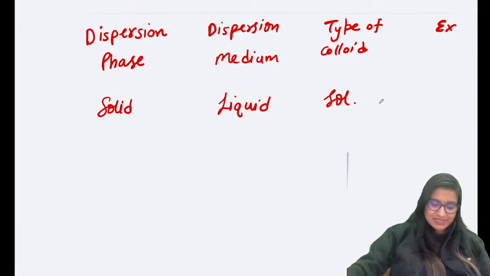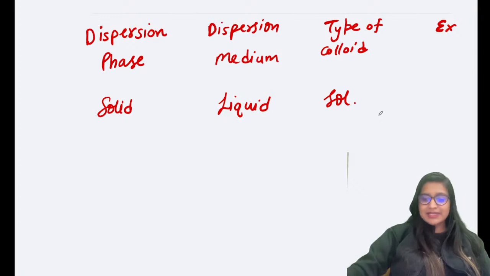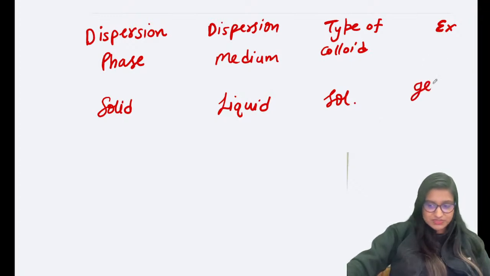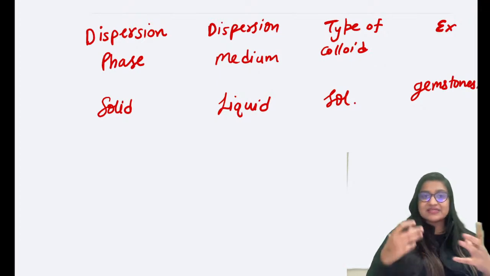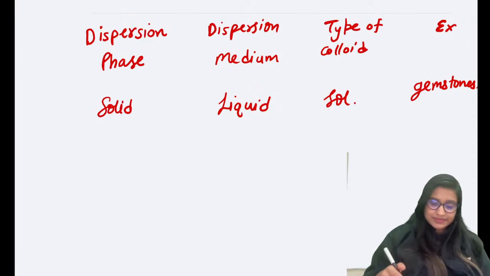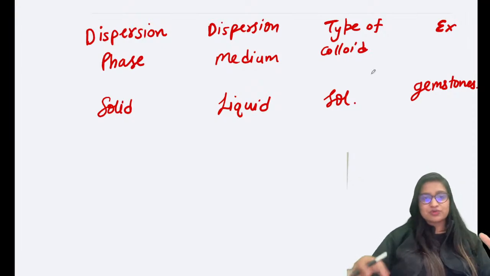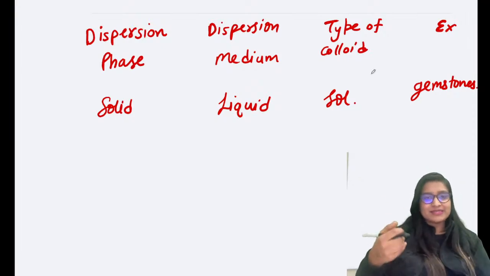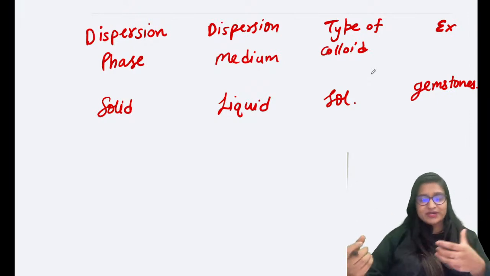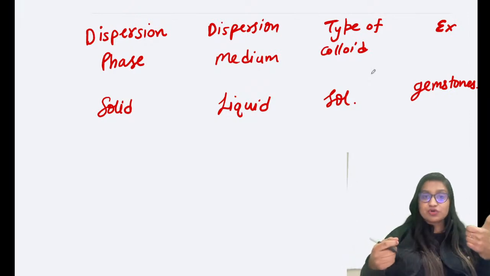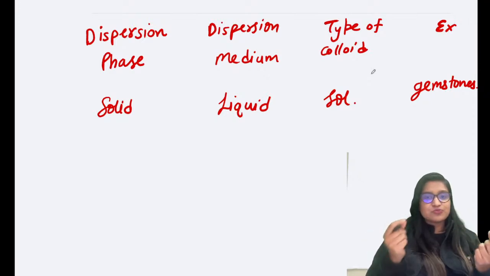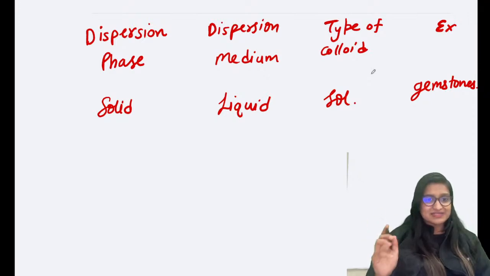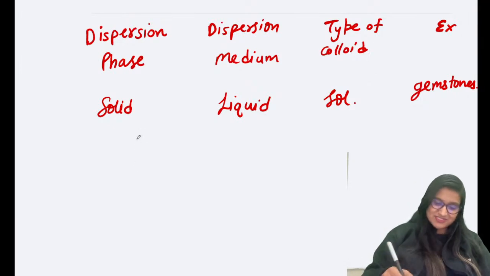For example, it can be some kind of gemstones. Gemstones are some kind of examples, okay? Or some colored glasses as well. Next, so you understood what a sol is, like solid in liquid. The difference between colloids and solutions is the size of the particles, right? Let's look at the next one.